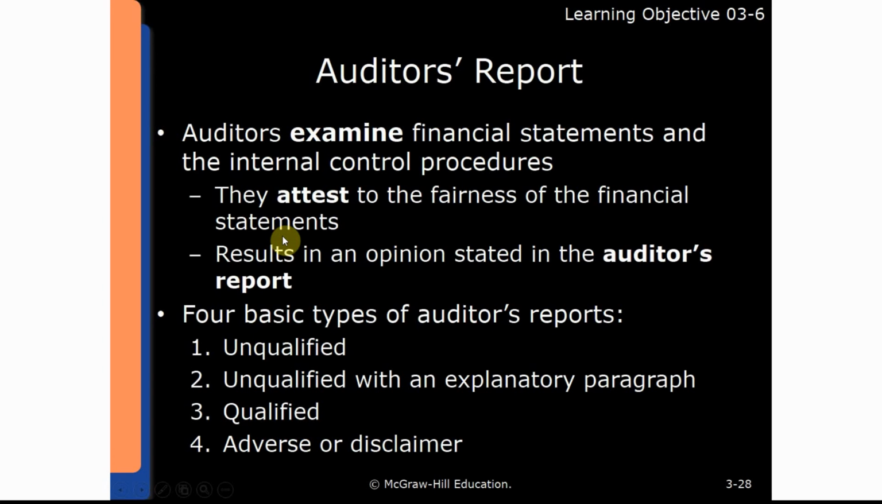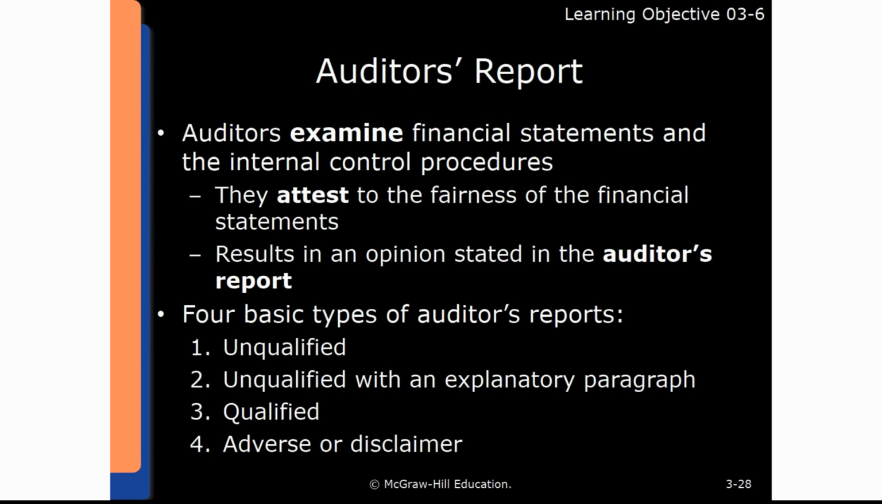Publicly traded companies must be audited every year, and there are four primary outcomes of an auditor's report. One is an unqualified or standard opinion. This is where the audit team has completed the audit and found nothing that would rise to the level of providing any other opinion than the unqualified or standard opinion.